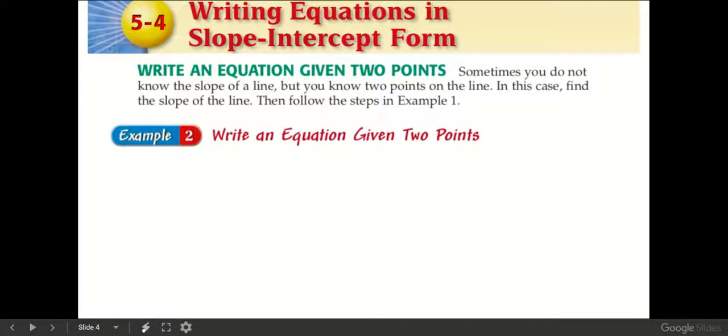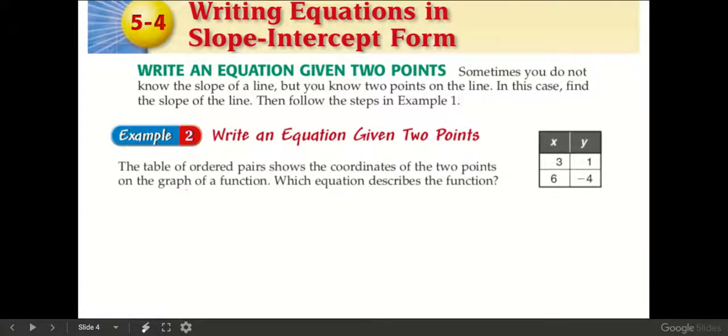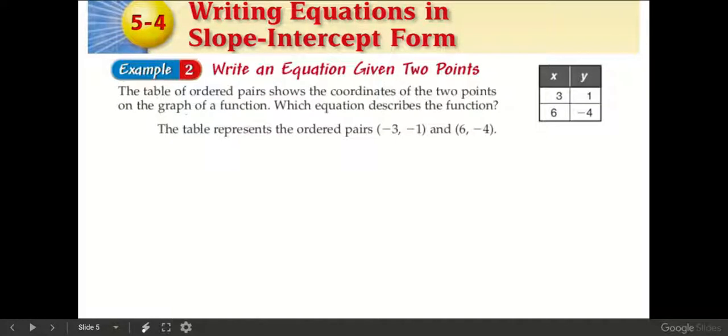So problem number 2 says write an equation given 2 points. The table of ordered pairs shows the coordinates of 2 points. So here's a table, x, y coordinates, and it says take those 2 points and describe an equation that would graph that. So the table represents the ordered pairs -3, -1, and the point 6, -4. So these are my 2 ordered pairs that I get from my table. Now I have to find a line, or the equation to that line.